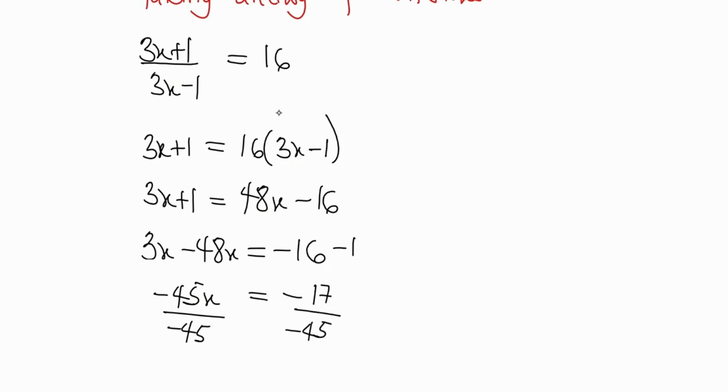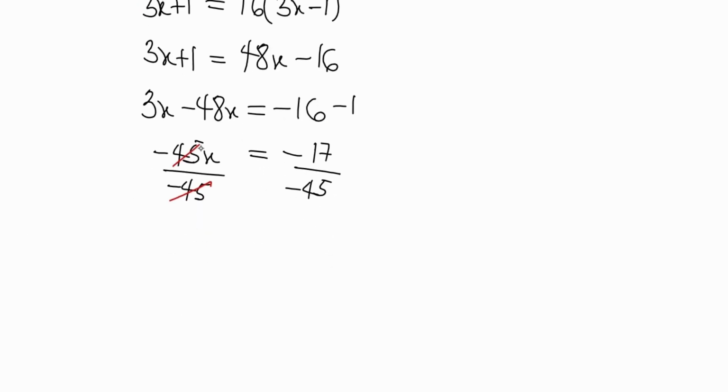So it simply means that our 45 here is going to take away the 45, and the negative also takes away the negative. We are left with x, which is equal to, so negative takes away negative, we are left with 17 out of 45. And that becomes the value of x in this equation.